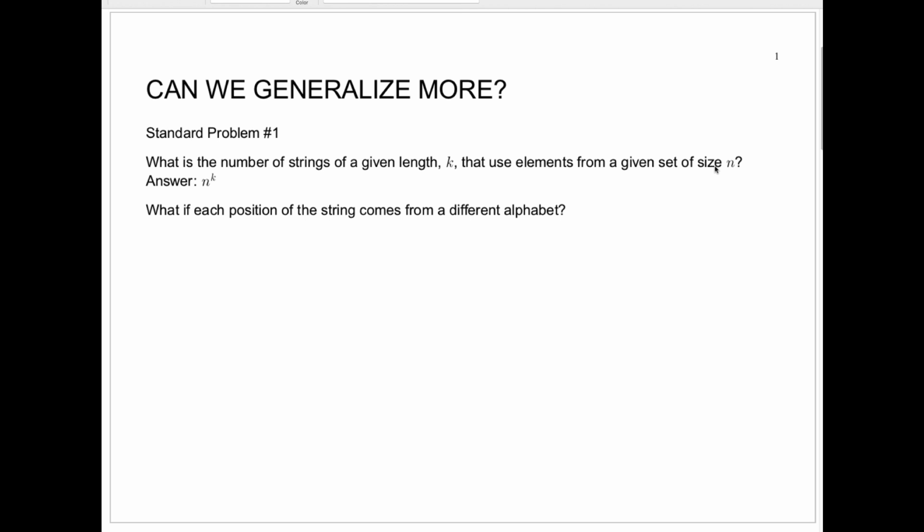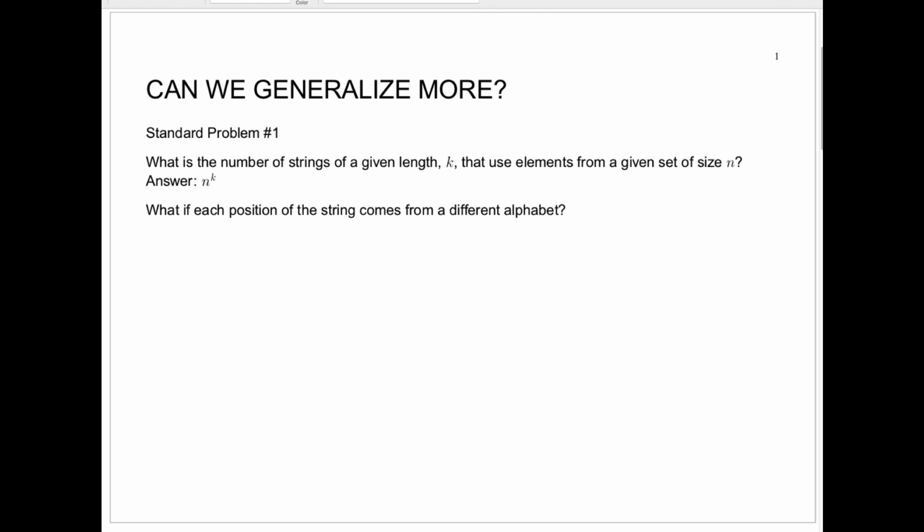Today we're going to start with standard problem number one, which we talked about in our last series of lectures. Standard problem number one asks the question, what is the number of strings of a given length k that use elements from a given set of size n? The answer, of course, is n to the k.